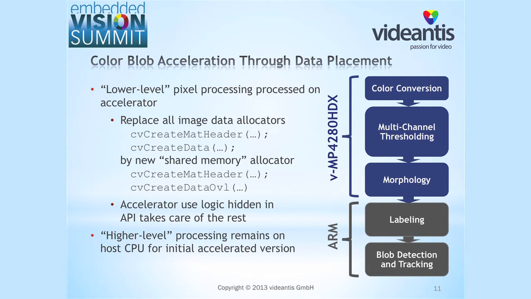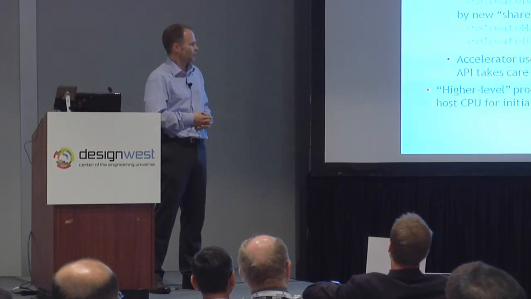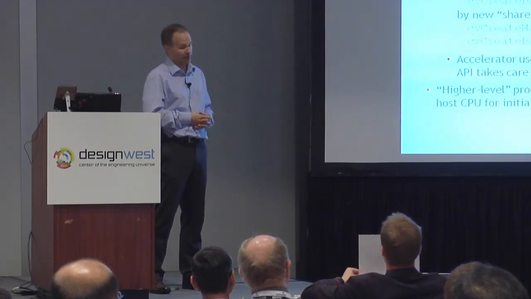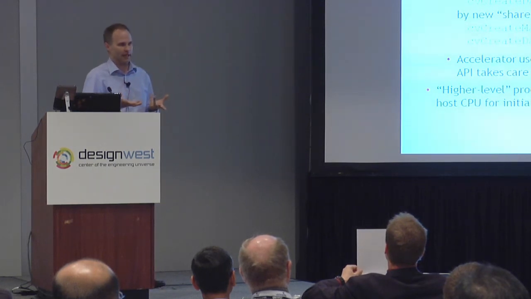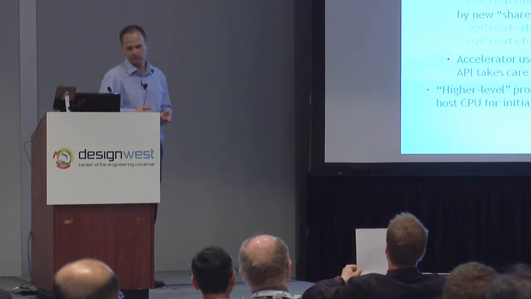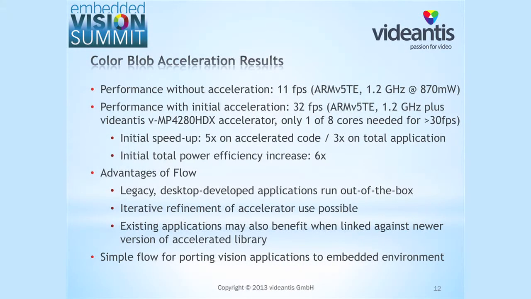Now, if you do these changes and allocate the memory regions for color conversion, the thresholding, and the morphology in this specific area, then the accelerator use logic activates the actual processing. And for the initial speed up, we also decided to leave the labeling, for example, and the blob detection and tracking. This is symbolic data processing anyway on the ARM processor. So if we do it like that, what do we get?